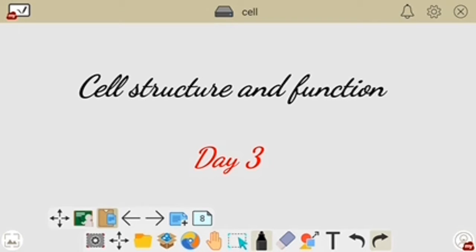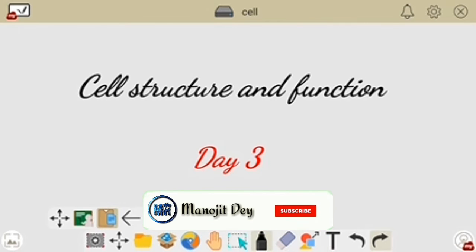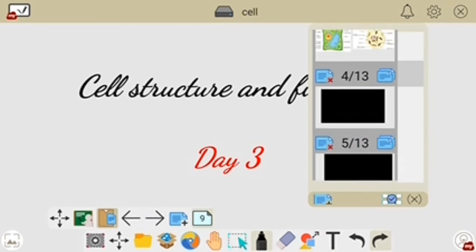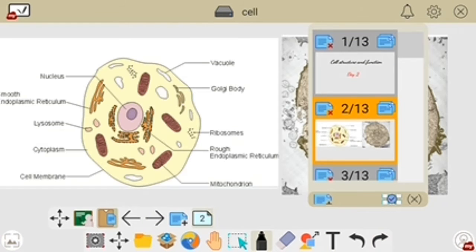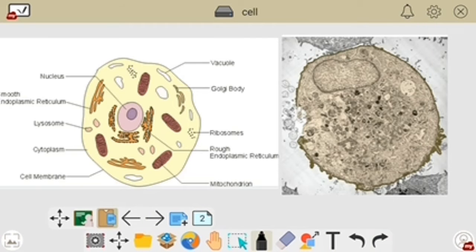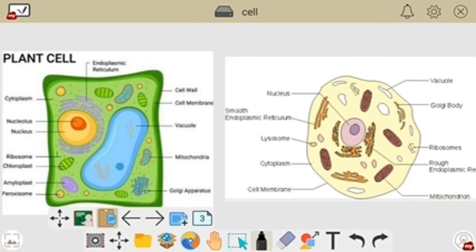So today we are going to discuss the cell, its structure and its functions. Today is the third part of this chapter. In the previous class I discussed the plant cell, how it looks, and the animal cell, and how it looks.